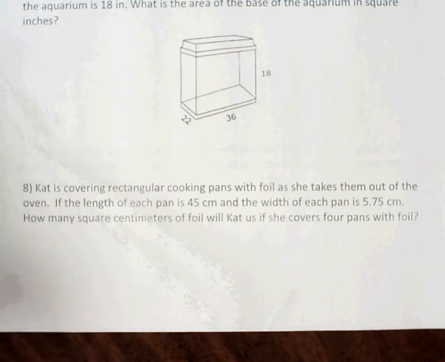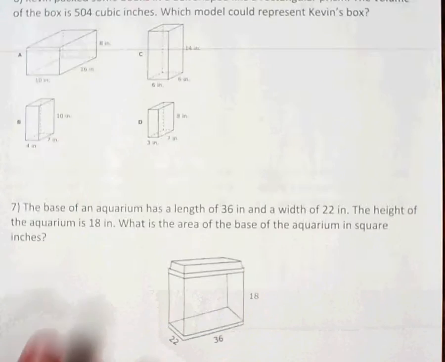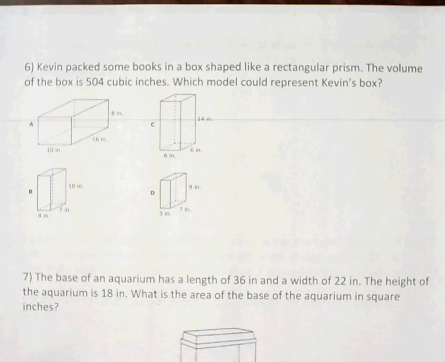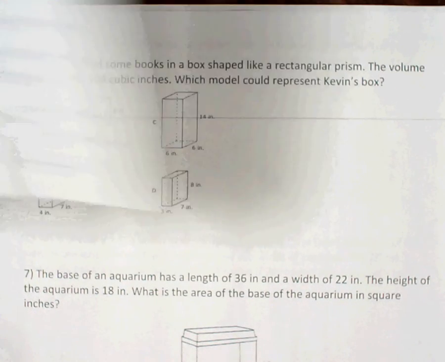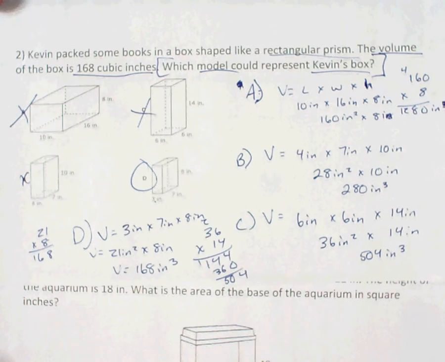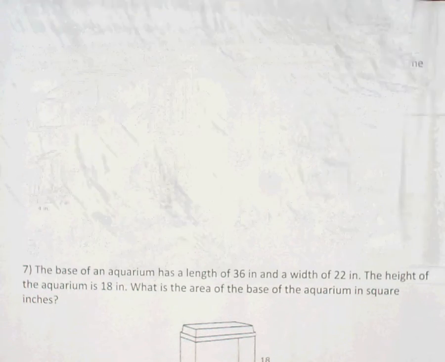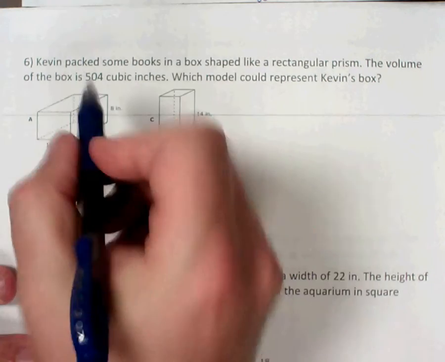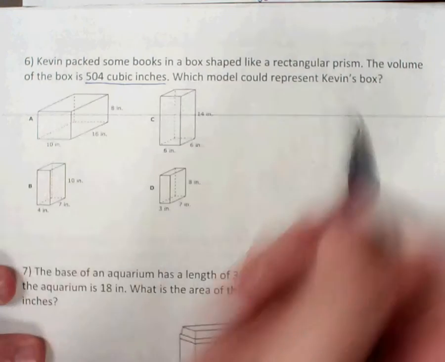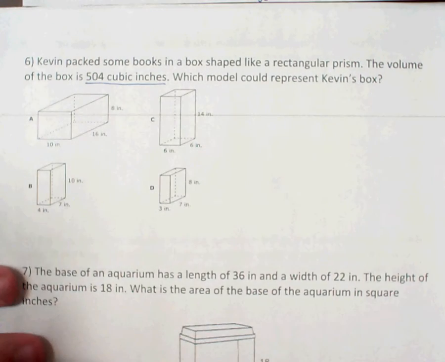All right, on to number 6. Now, number 6 should look remarkably like the one we did earlier, which is number 2. The only difference between number 2 and number 6 is this time we're looking for one that has 504 cubic inches as opposed to 168.